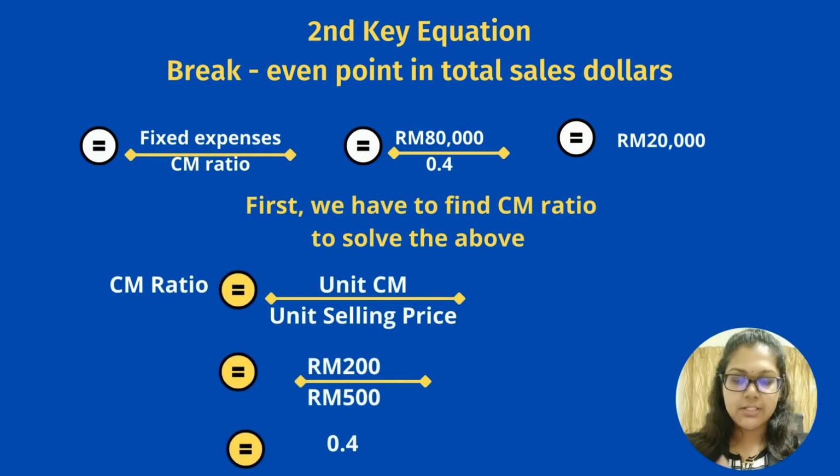The second key equation is the break-even point in total sales dollars. The formula is fixed expenses divided by contribution margin ratio. First, we have to find the contribution margin ratio to solve the above equation. The formula of the contribution margin ratio is contribution margin per unit divided by the selling price per unit. RM 200 divided by RM 500 will give us 0.4, which equals the ratio. We take this 0.4 and replace it in the above equation to find the break-even point in total sales dollars. Fixed expenses of RM 80,000 divided by 0.4 will give us RM 20,000. It shows that the break-even point in total sales dollars is RM 20,000.